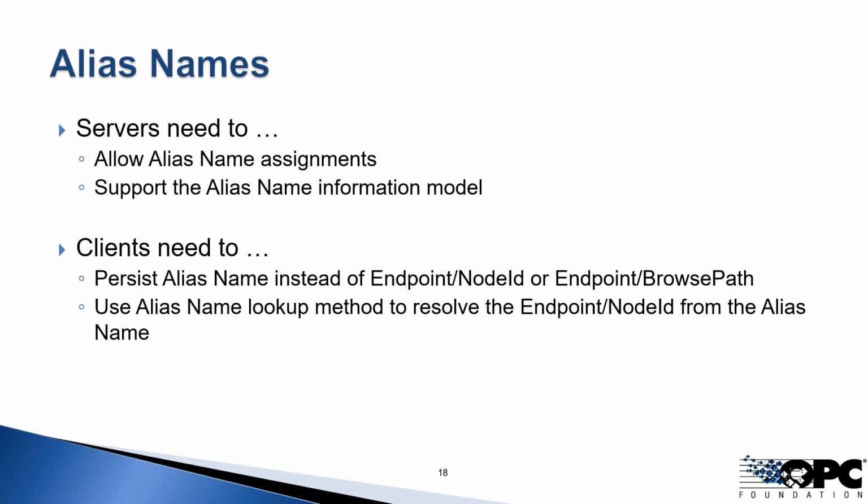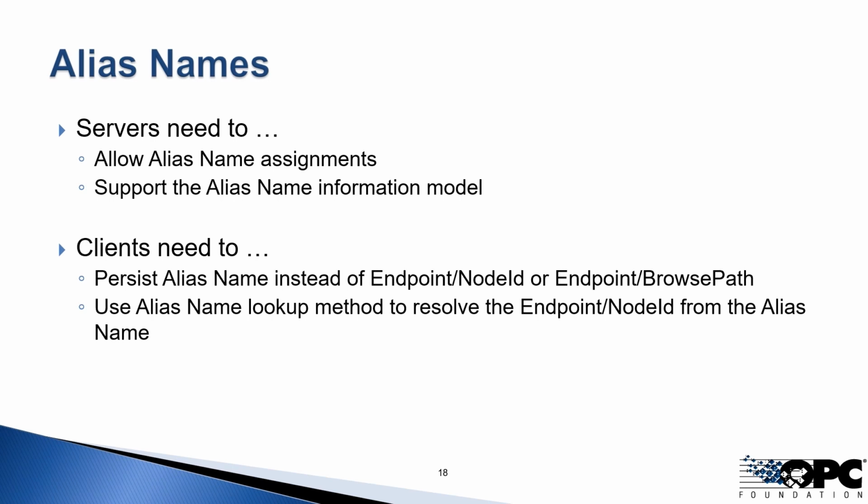So normally a client will persist the endpoint and the node ID, or sometimes the endpoint and the browse path, in order to start up again and get back to where you were. I want to subscribe to the 5 things I'm interested in. I have to remember what those 5 things are, and usually what I'm remembering and persisting is the endpoint and node ID and/or the endpoint browse path.